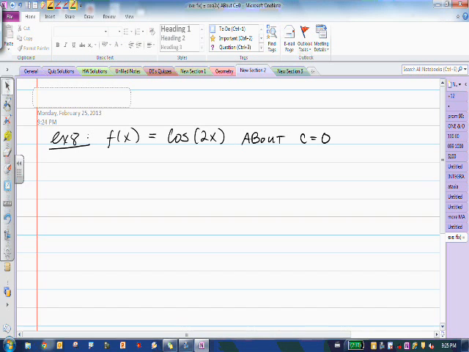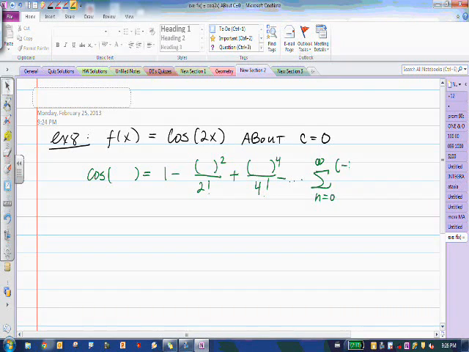Well, again, the normal way you would do it is you would find a bunch of derivatives, plug in 0, hopefully look for a pattern. However, what we can actually do is remember that cosine has the following form: 1 minus, and then it's just the even powers. Plus something squared over 2 factorial, plus something to the 4th over 4 factorial, minus, etc. In sigma form, it's sigma n equals 0 to infinity, negative 1 to the n, something to the 2n, all over 2n factorial. Well, the natural thing to do would be wherever you see an x from before, you just plug in a 2x, and that's exactly what we're going to do in this particular situation.